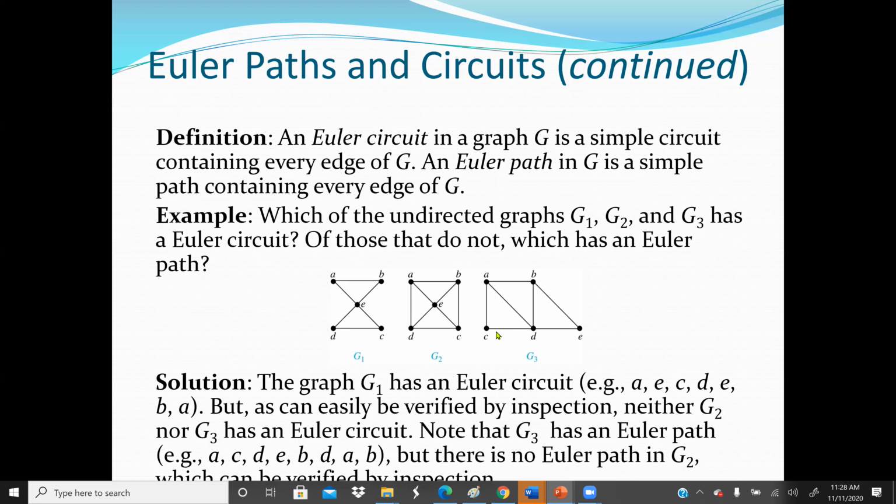But in G3, I can start from A and visit all the edges, but I'm going to end at B instead of A. If I end at A, then I have a circuit, but in this case I end at B. Or I can even end anywhere. It doesn't matter. If I end where I start and I visit all the edges, it's a circuit. Where I start and visit all the edges, but I end at a different place, not the starting place, it's a path.